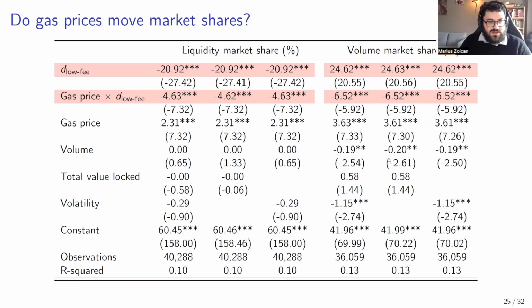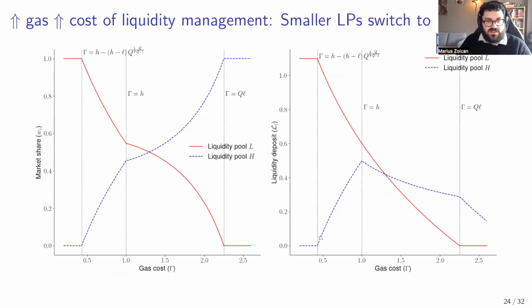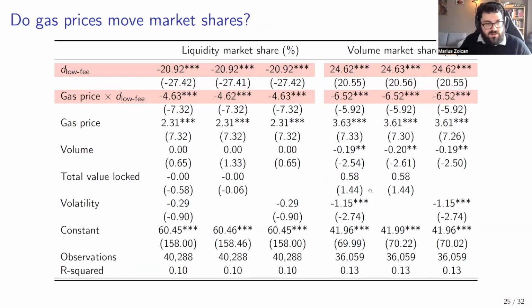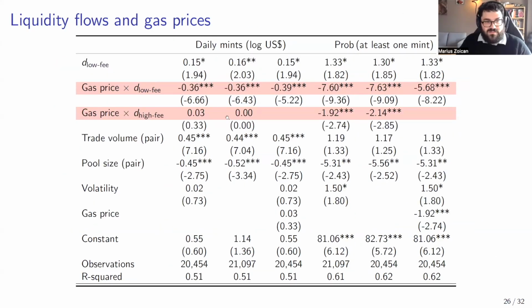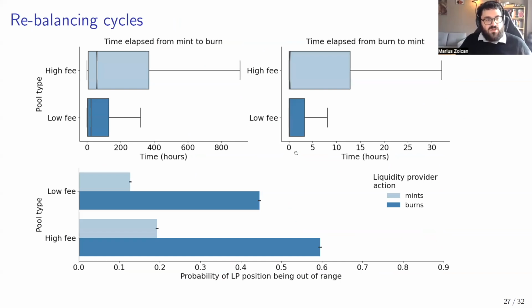And that's because, for the high fee pools, if you increase gas prices, sometimes you might get migration, so an increase in activity, and sometimes you might get people being crowded out, so a decrease in activity. So it's unclear what's going to happen to the high fee pools. And empirically, we don't see much of an effect. So this is in line with the intuition behind our model too.